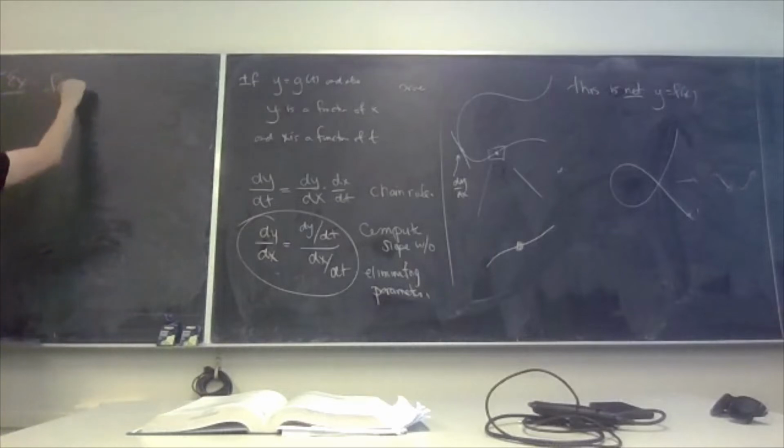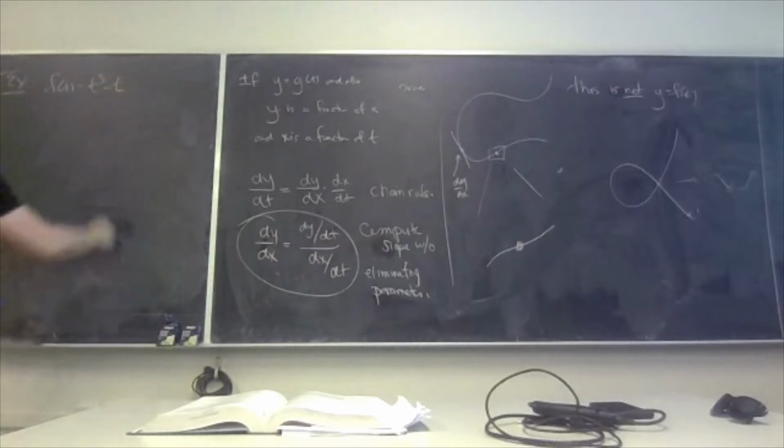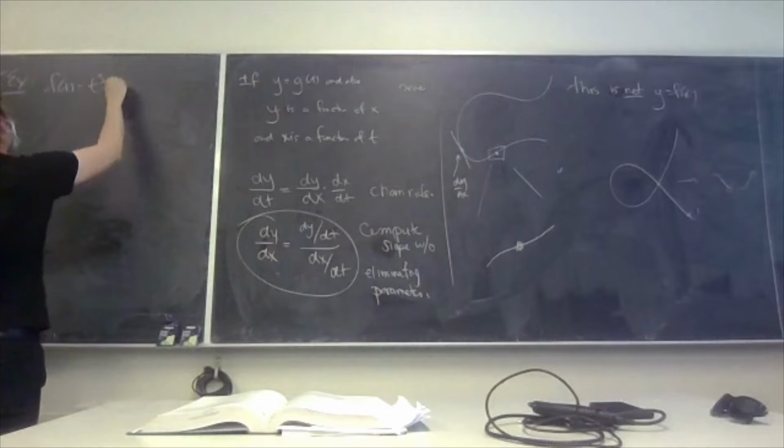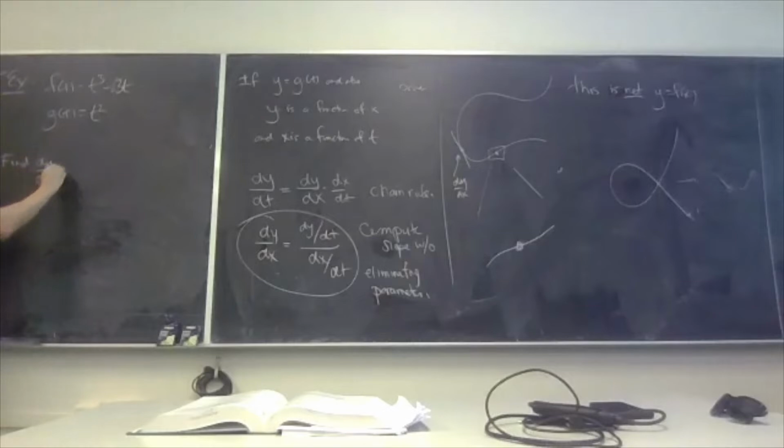So suppose f of t is equal to t cubed minus 3t. And let's say g of t is equal to t squared. Find dy dx as a function of t.